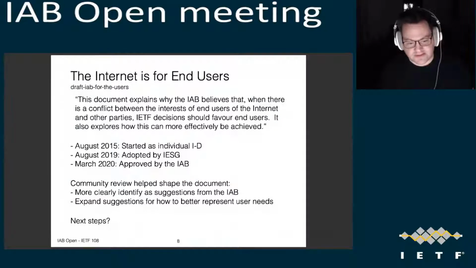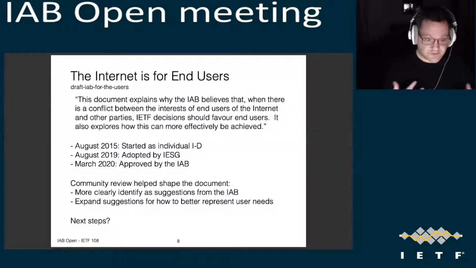The community review gave us some really good input, making sure we more clearly identified the document as suggestions from the IAB rather than IETF consensus or something that was sourced from the entire community, and also expanding the suggestions of how to better represent user needs. There's actually a fair amount of detail in the document with suggestions about how the IETF can more effectively consider the needs of end users in its deliberations. That's the really brief summary. It's in the RFC editor queue. It's been there for a while, so hopefully we'll see it get assigned a number and be published fairly soon.